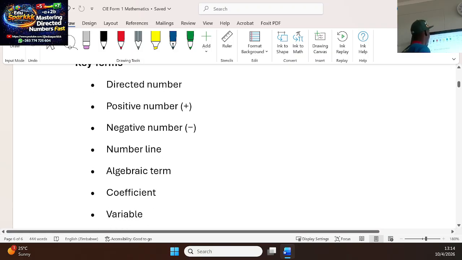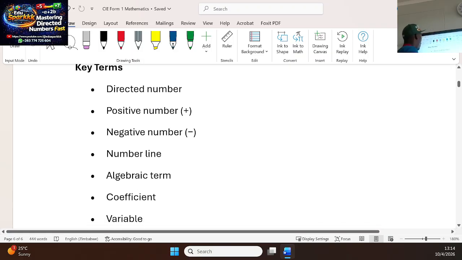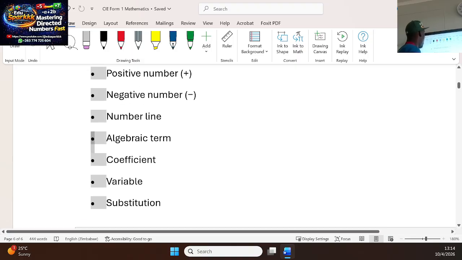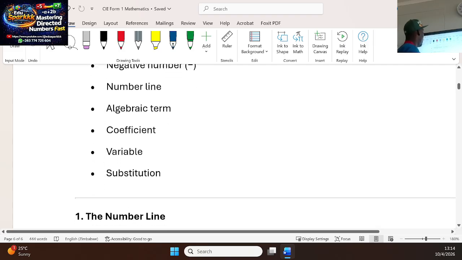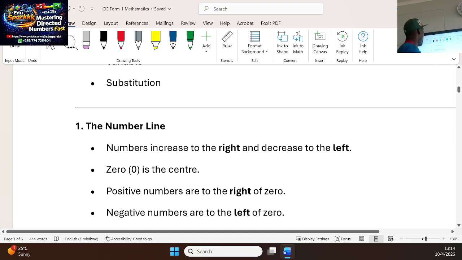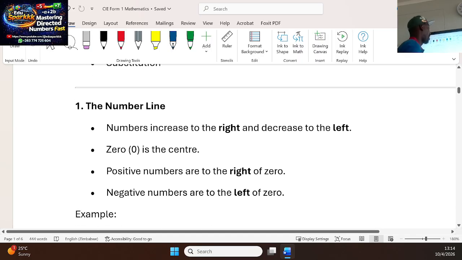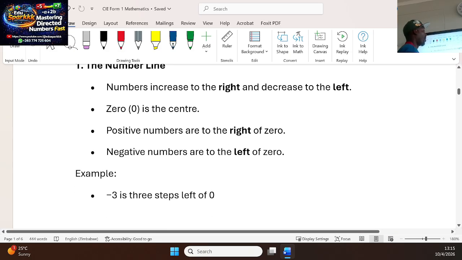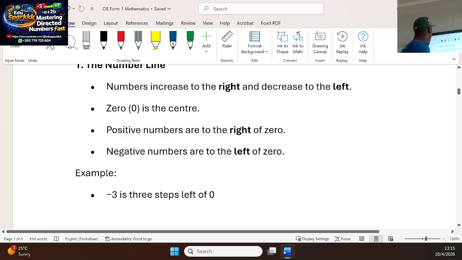So terms that we are going to find familiar are directed number, positive number, negative number, number line, algebraic term, coefficient, variable, substitution. Right, the number line is designed to increase to the right and decrease to the left. Zero is the neutral point or the center. Positive numbers are to the right of zero and negative to the left of zero.